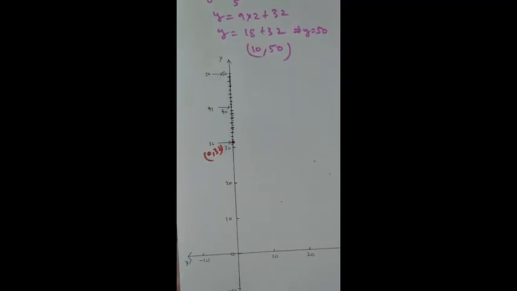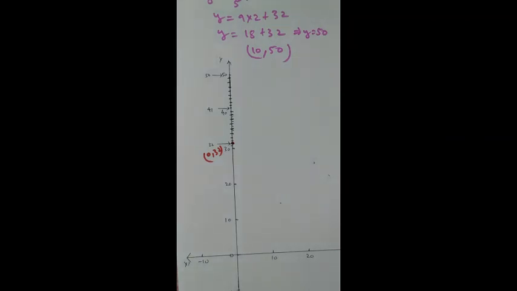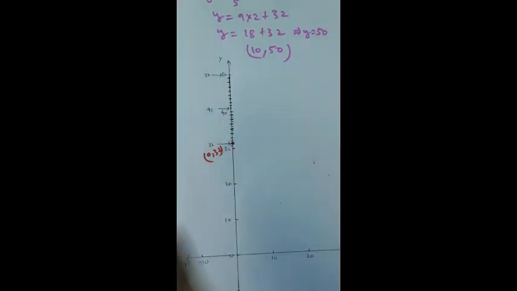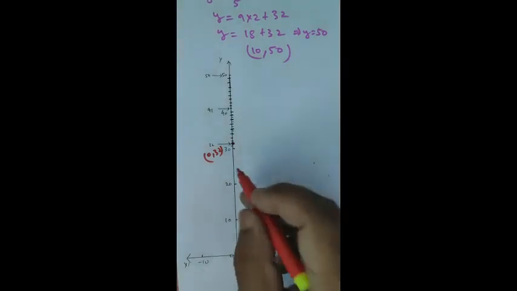And since in your graph each centimeter is already divided into 10 smaller units, each small unit will be taken as 1 unit, because I have taken 10 units equal to 1 centimeter. So 1 centimeter on your graph paper has 10 small units. Each small unit corresponds to 1 millimeter. So here 1 millimeter is equivalent to 1 unit. So 0, 32 will be like this.